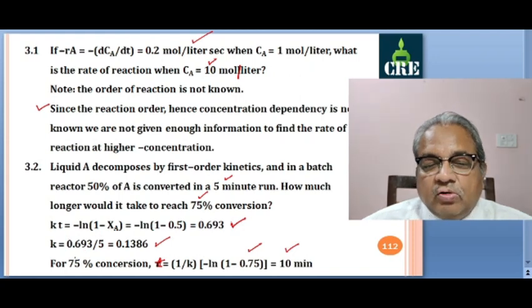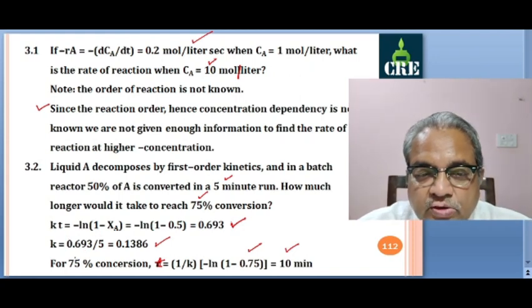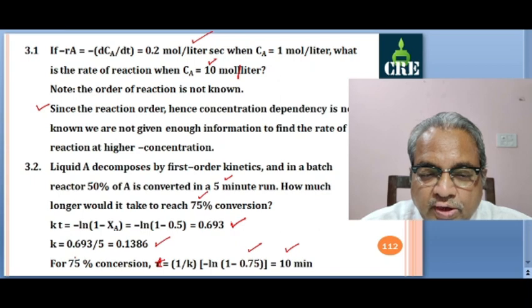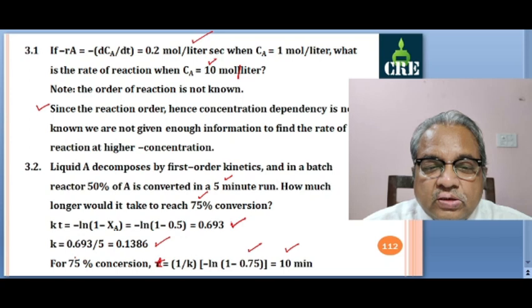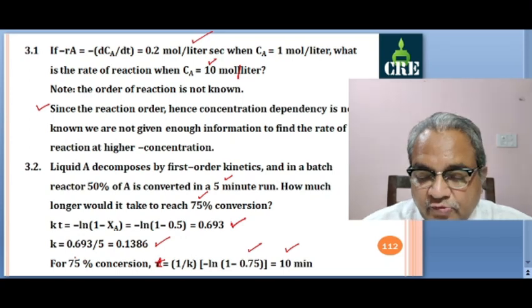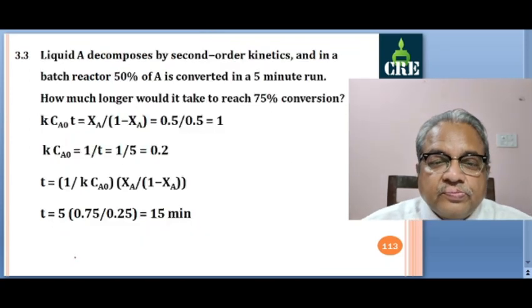This equation, minus ln of 1 minus Xa is equal to Kt. If you know K, at any time you can find this. And if you know the time required for any one value of conversion, you can find out K, because the rate law is already defined, it is first order kinetics.